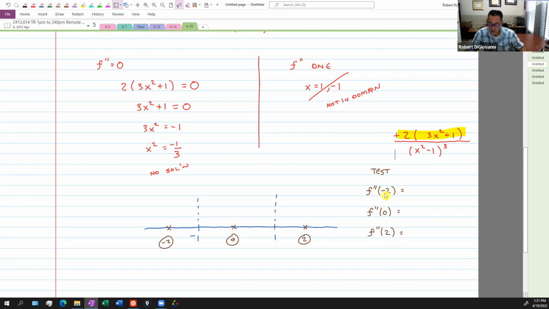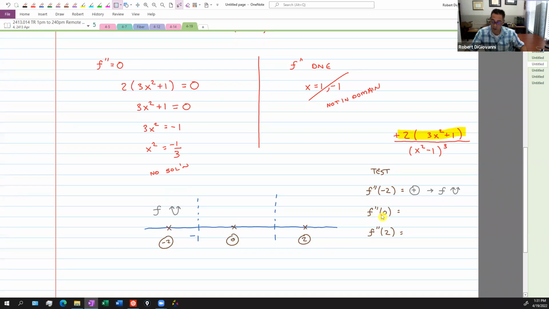So let's plug -2 in here. What would happen if I take -2 and square it? I get 4. Take away 1, I get 3. 3 cubed is 27. That's positive. So that means that when I plug in -2, I get a positive number here, which means the original function is concave up. It's smiling, right? Positive people smile. So I'll come over here to my chart and I'll put concave up.